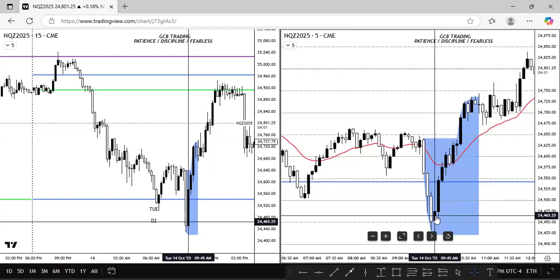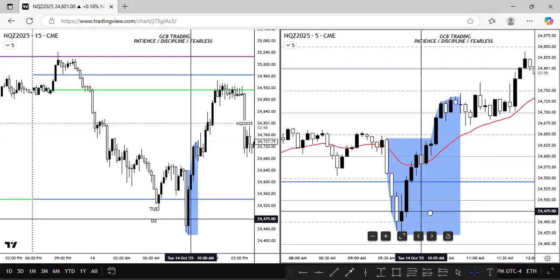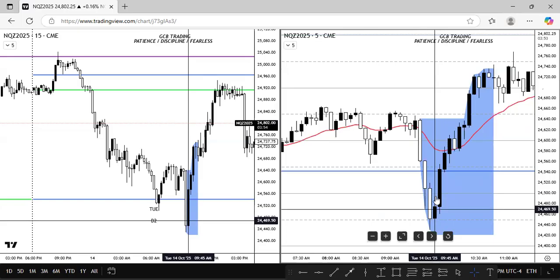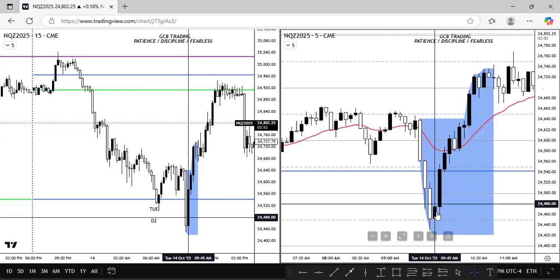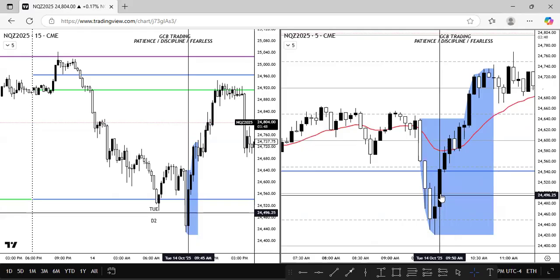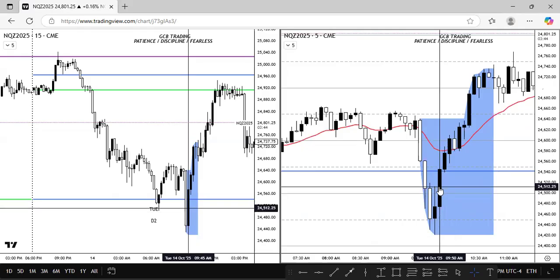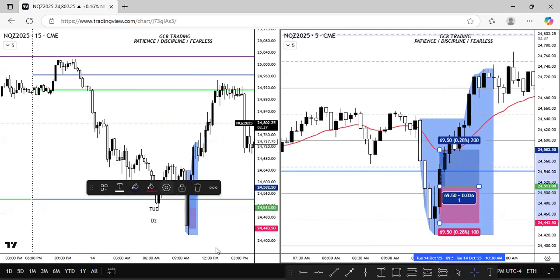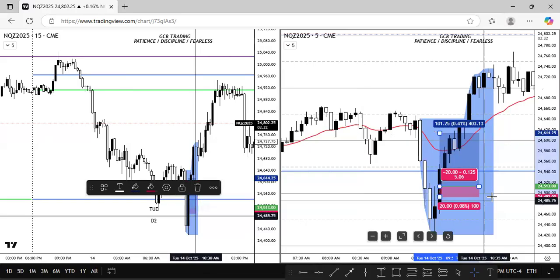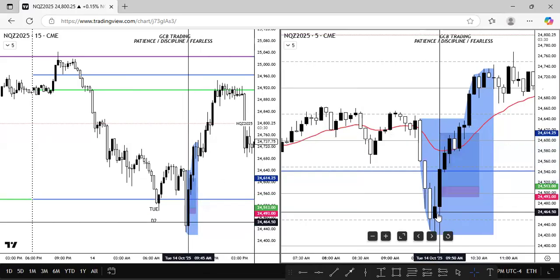At 9:45, we get a little indecision candle. Now, for me, this is what I did because I did not like the way that this candle closed. So I waited until the 9:50 candle broke the high of that candle. So my entry was here. This is how my entry looked, guys, because I did not like how this candle closed.